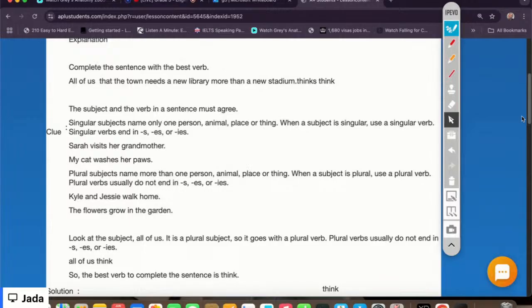Okay, we'll start now. Okay, so the subject and the verb in a sentence must agree. So what you need to note is that the subject and the verb must agree. Singular subjects name only one person, animal, place, or thing. When a subject is singular, use a singular verb. Singular verbs end with s, es, or ies.